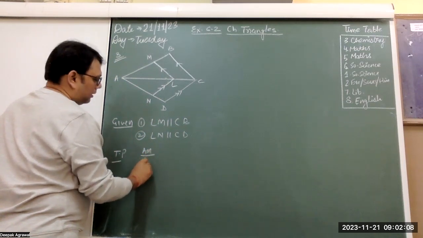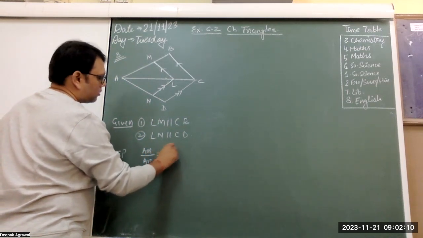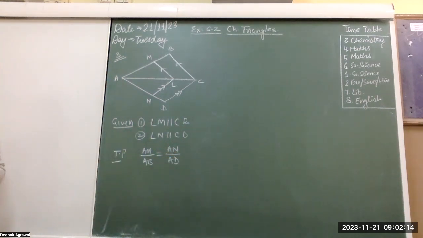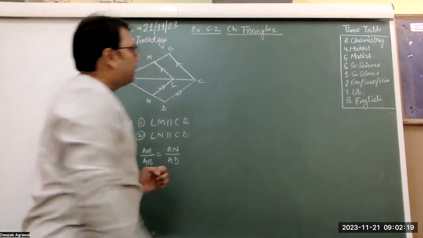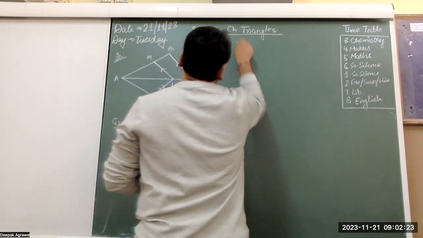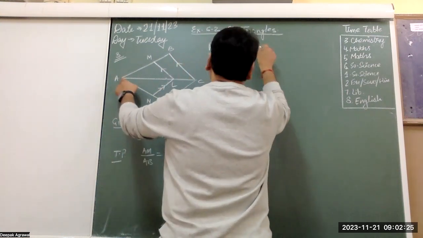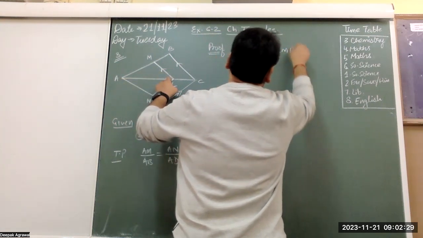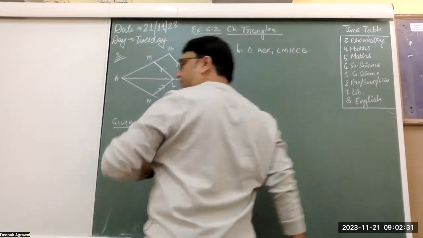AM upon AB is equals to AN upon AB. This is what we are supposed to prove. There is no construction. Directly we are going on to the proof. In triangle ABC, LM is parallel to CB.